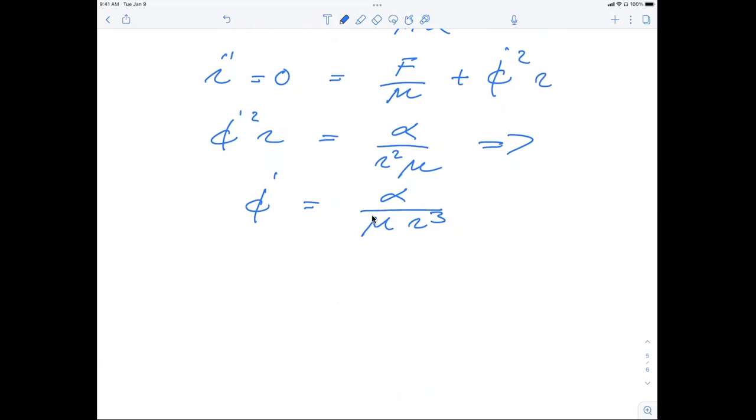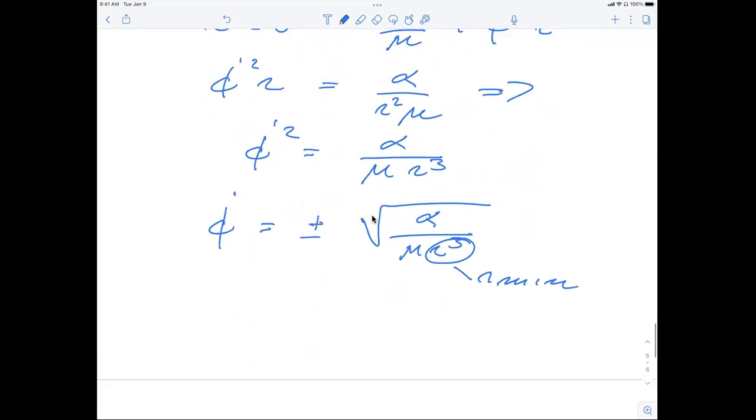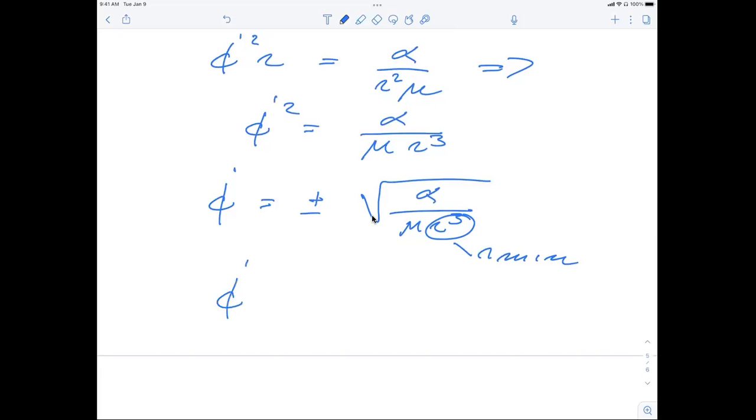Sorry, this should actually be phi dot squared, sorry for that. So that means that our phi dot is equal to plus minus the square root of alpha divided by mu times r cubed. And now I can go in and plug in r min here. I'm just plugging in the expression for that. And if I do that, I can find now that phi dot is equal to plus minus, when I plug it in here, alpha squared times mu divided by L cubed.